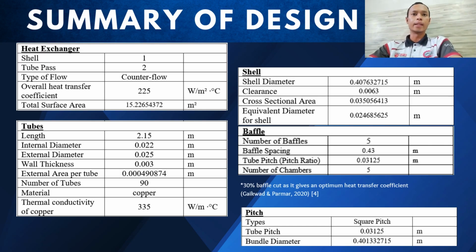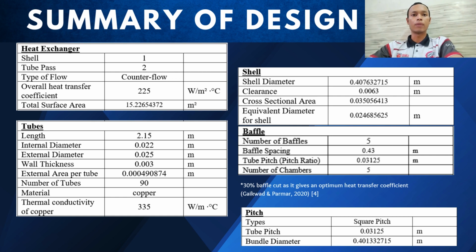So now I will present the summary of the design of our heat exchanger. Our heat exchanger consists of one shell pass and two tube passes, and it is a counter flow heat exchanger because counter flow can achieve higher heat transfer performance. The overall heat transfer coefficient is 225 watt per meter square per degree Celsius, and the total surface area of our heat exchanger is 15.226 square meters. For the tubes, the length of the tube is 2.50 meters and the internal diameter of the tube is 0.022 meter.